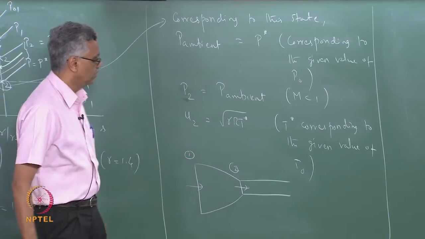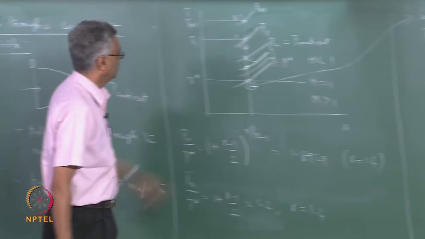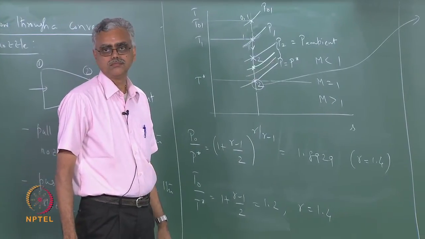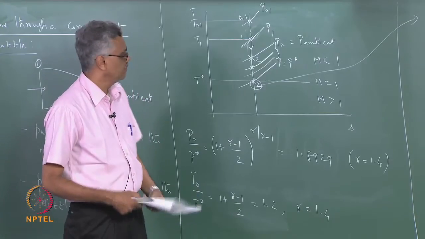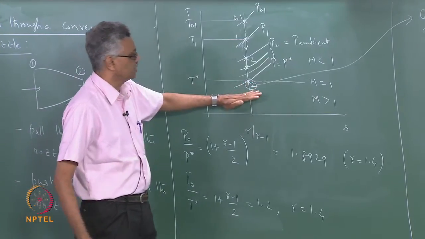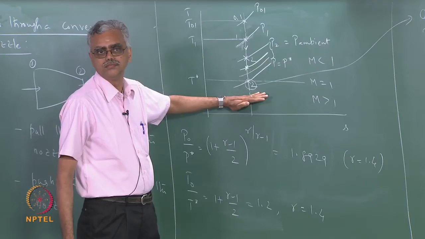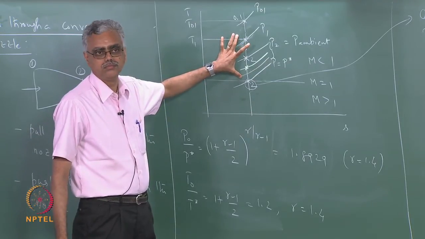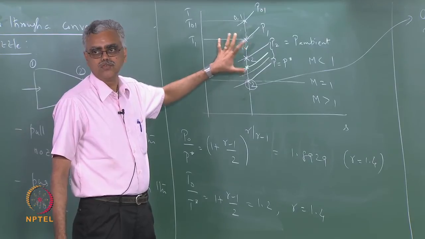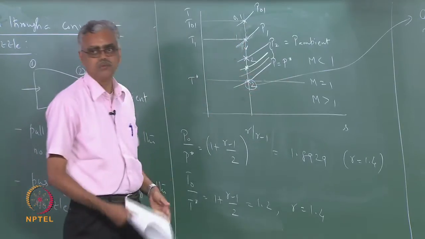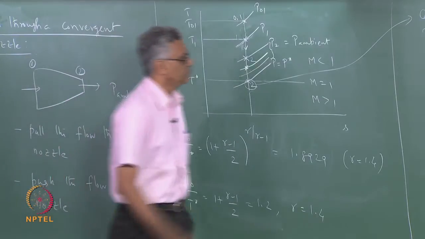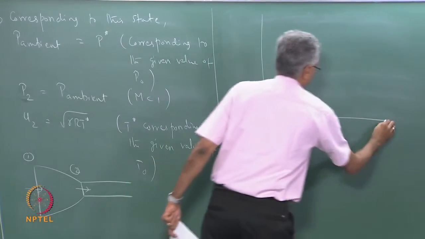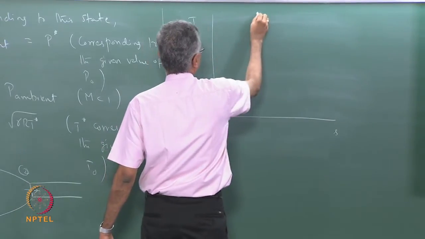Okay. Now, we look at a situation when we lower the ambient pressure even more. When I lower the ambient pressure even more, what will happen to this flow? The flow in the nozzle, if I lower the ambient pressure some more, right. Let me sketch that separately here. So we have attained that state, right. So let us do it like this.